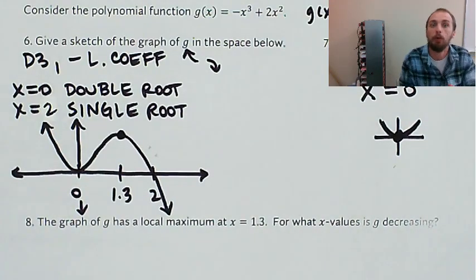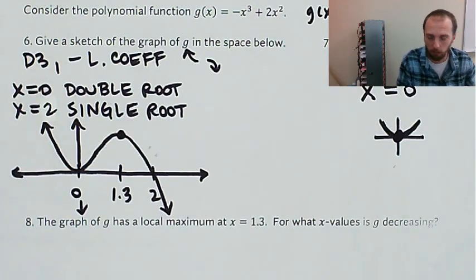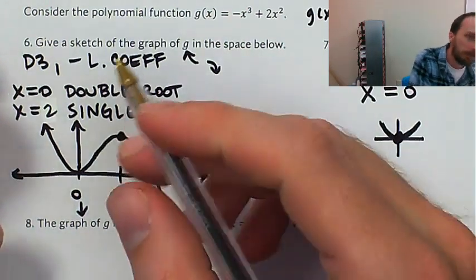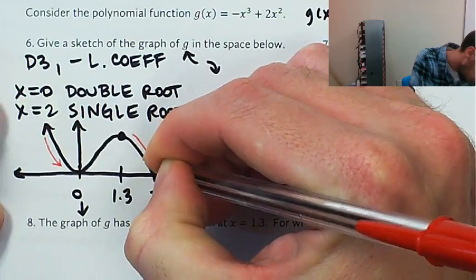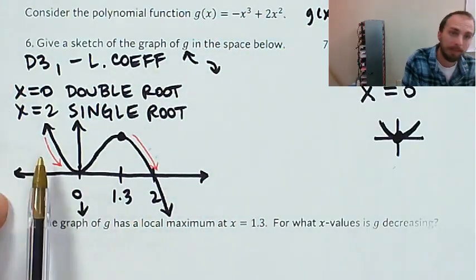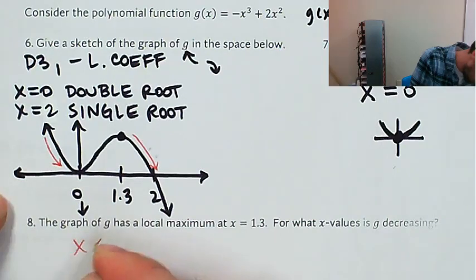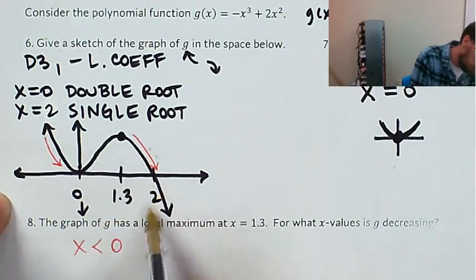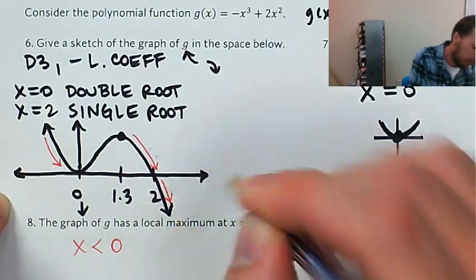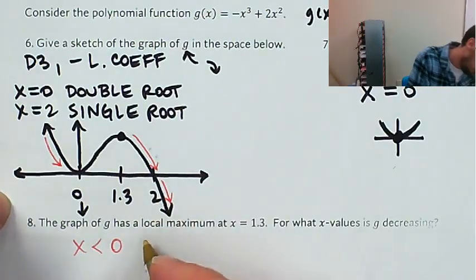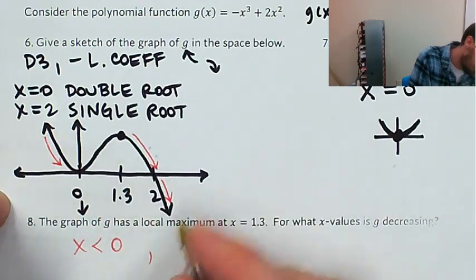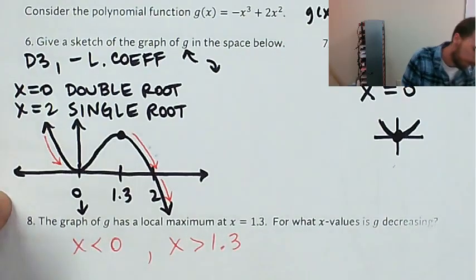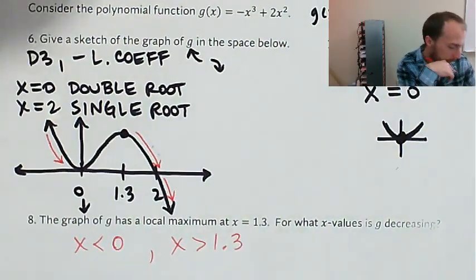Okay, decreasing is where as I move left to right, the graph is going down. Y is getting smaller. So I'm feeling like that's going to be happening over here, and then over here as well. So this is where x is less than 0. Or also where x is greater than 1.3. I don't know why I stopped there, because it's going to continue to decrease after it goes negative, right? So x is less than 0, also x is greater than 1.3. Okay, and that's going to be where g is decreasing.